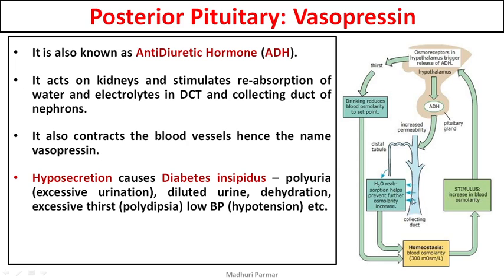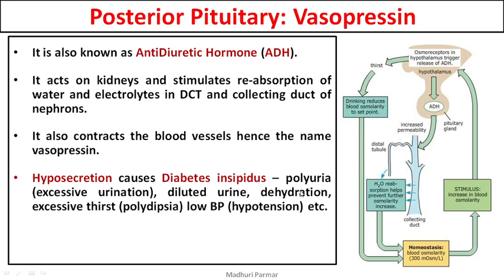Now, because a lot of dilute urine is being synthesized, you will need to urinate frequently. This is known as polyuria. Poly means many and uria means urine, so many times you have to urinate. The urine is diluted because antidiuretic hormone is absent.